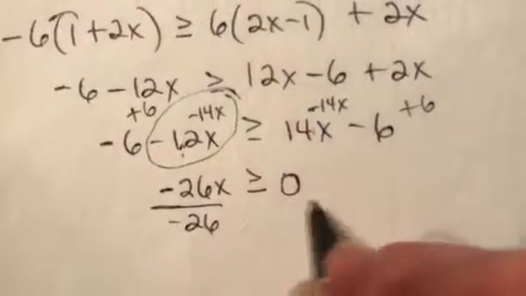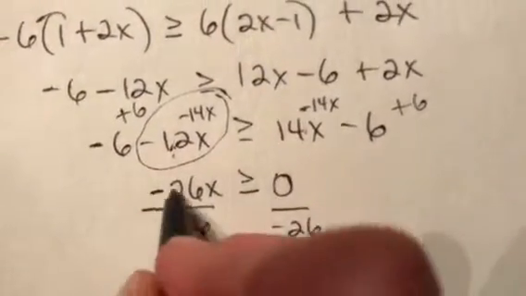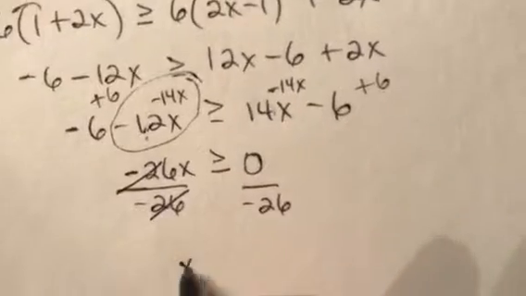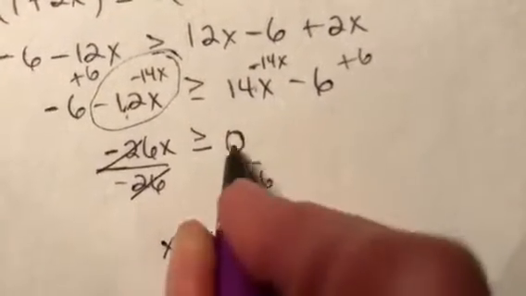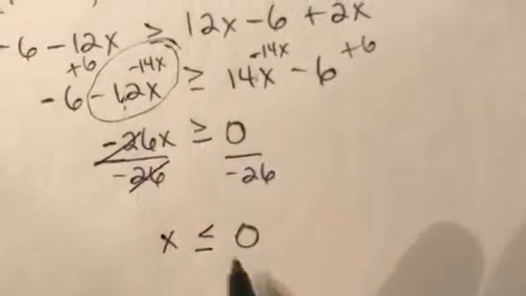Here's what I want you to be careful of. When you divide both sides by negative 26, you've got to flip that sign. It's greater than or equal to. Now it's going to be less than or equal to. And 0 divided by who cares is 0. So this is your answer right here.